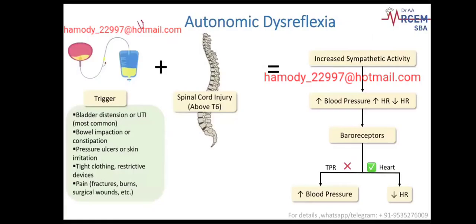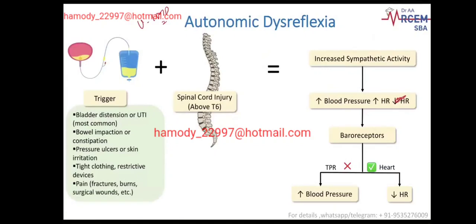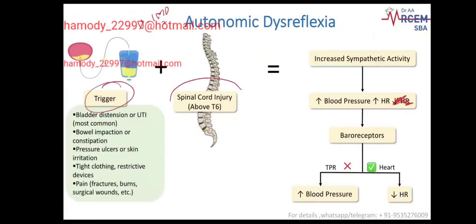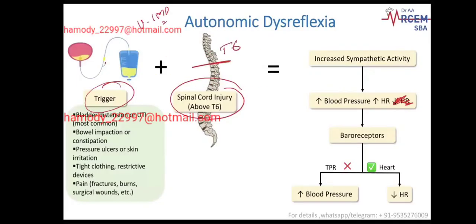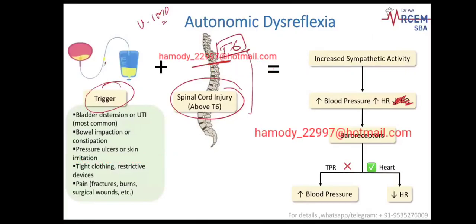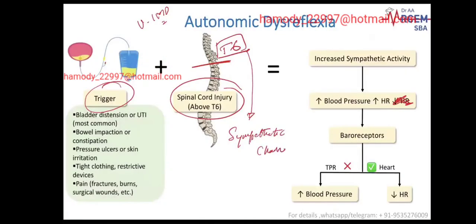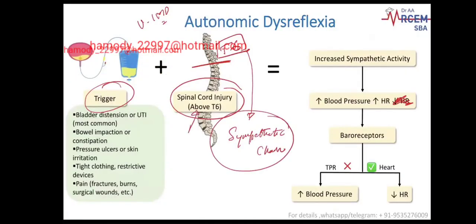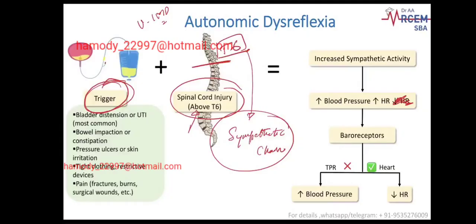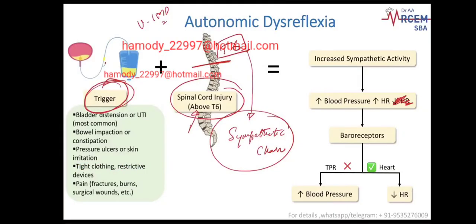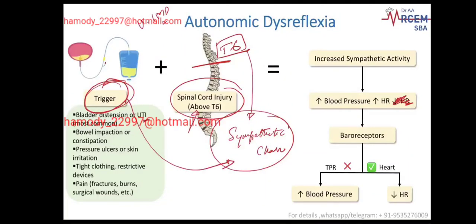Autonomic dysreflexia, a very important topic you need to be aware of. For autonomic dysreflexia, there should be a trigger agent and there should be a spinal cord injury. The spinal cord injury should be above the level of T6. This is important. Why? Above the level of T6 is where you find the sympathetic chain, so the sympathetic chain needs to be affected here. This trigger agent will usually increase the sympathetic activity. By what? It might be a bladder distension.